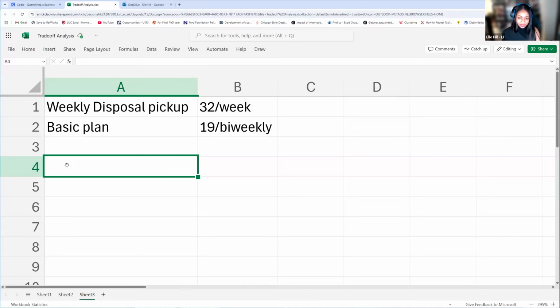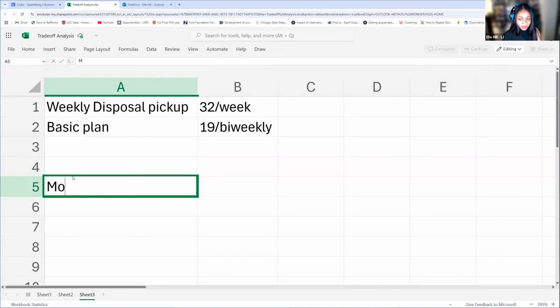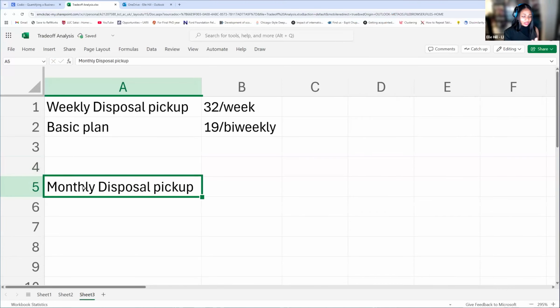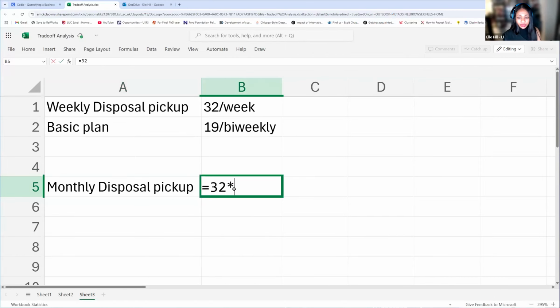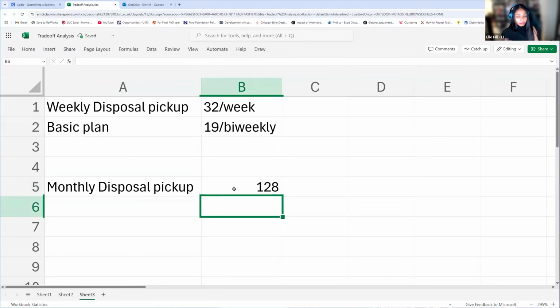So now let's say monthly disposal pickup. And if I'm scaling this up monthly, how do I go from $32 a week to what this is per month? What do I do with this? How would I scale this up? Exactly. So there are 4 weeks in a month. So what I just have to do is 32 times 4. And that's going to be how much we pay monthly. Because again, 4 weeks in 1 month.